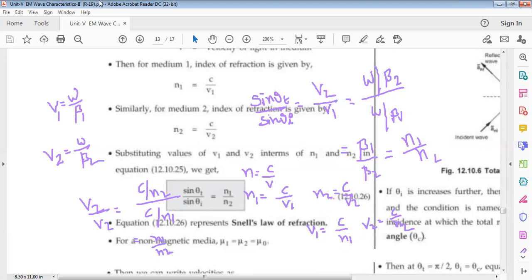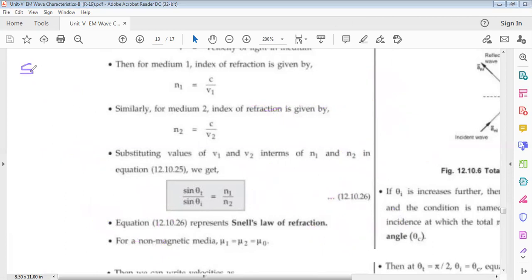Okay, my dear students. So now, what are the equations we got? Once again, I will write these equations in order. Sine theta T by sine theta I is equal to V2 by V1. That is equal to, in terms of beta, beta 1 by beta 2. In terms of the index of refraction, N1 by N2. This we can call Snell's law of refraction.